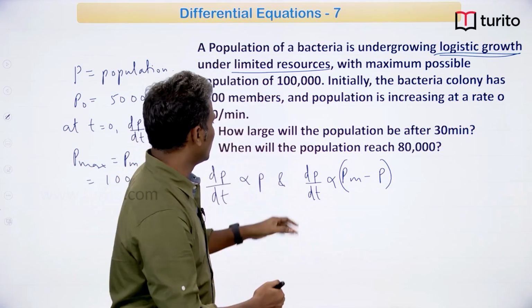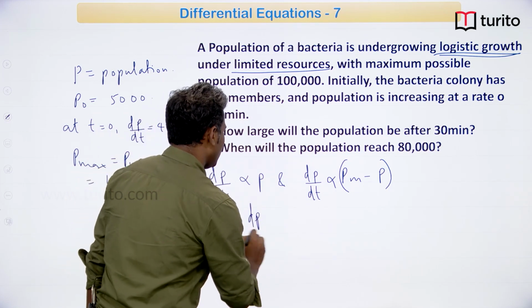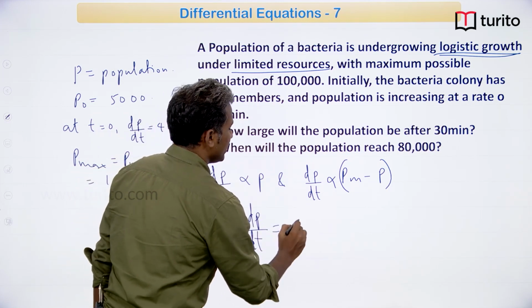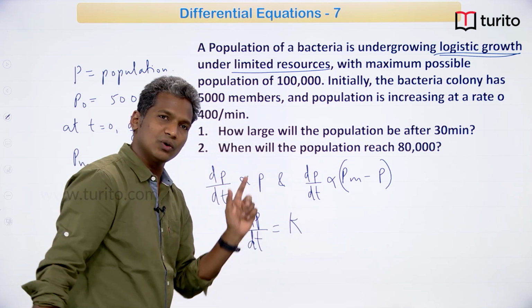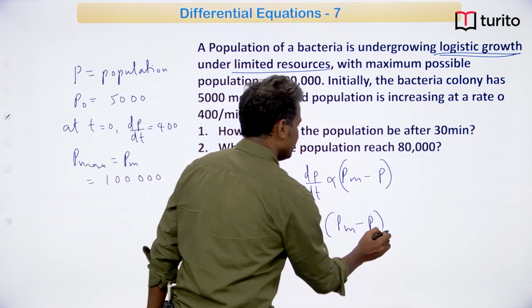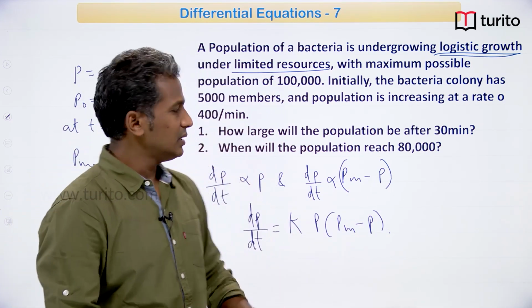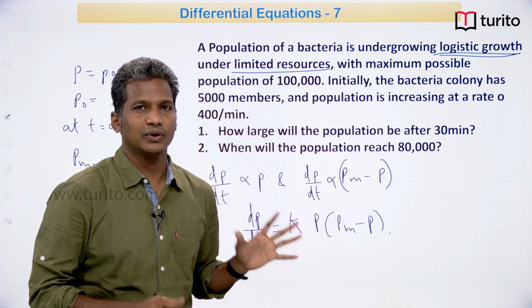Okay. So here, by combining these two ideas, we can say that dP by dt must be equal to a proportionality constant into P into PM minus P. This equation is called the logistic equation. This represents population growth. Okay.